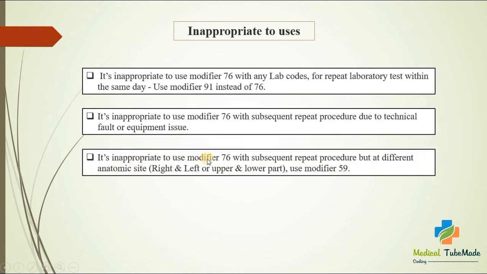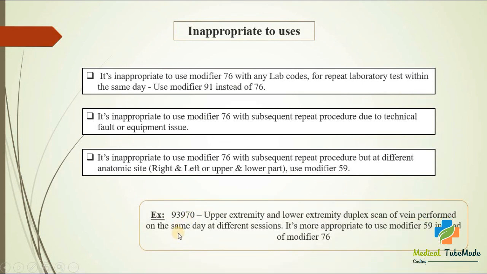It's inappropriate to use modifier 76 with a subsequent repeat procedure at a different anatomical site, such as right and left, or upper and lower part. In this case, use modifier 59. For this point I have one example: 93970, upper extremity and lower extremity duplex scan of veins performed on the same day at a different session. It's more appropriate to use modifier 59 instead of modifier 76. So in this case we should use modifier 59, don't use modifier 76.